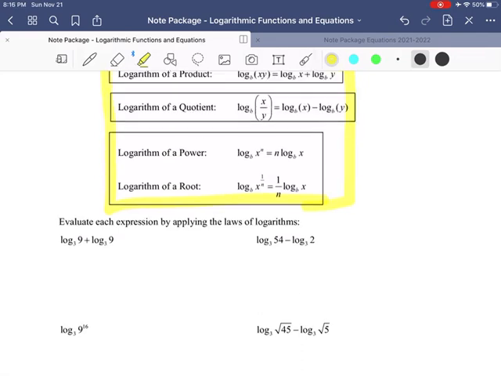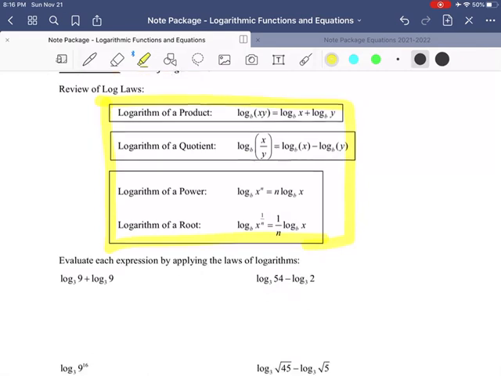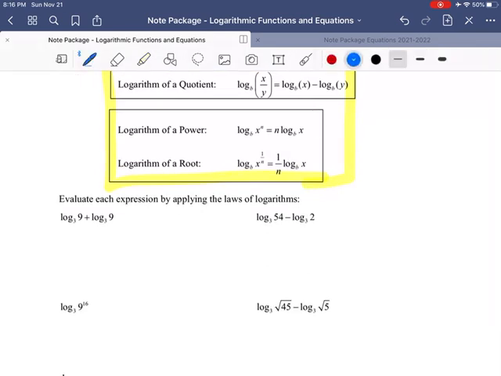So this one is going to be the logarithm of a product because we're adding two logs. So if we're adding two different logs, we're going to multiply the 9's here. So it becomes 9 multiplied by 9, and we get log 3 of 81. And if we evaluate this, you will actually get 4.